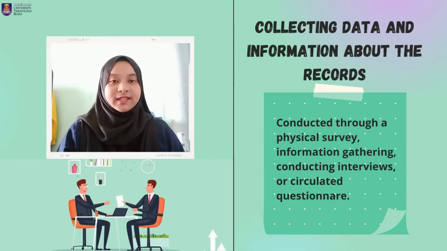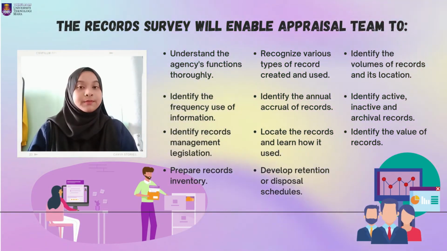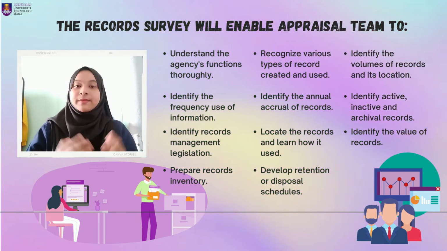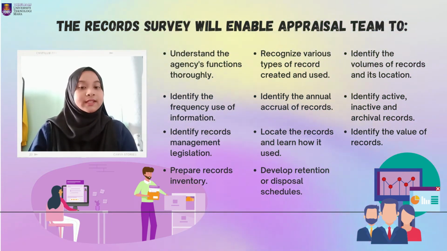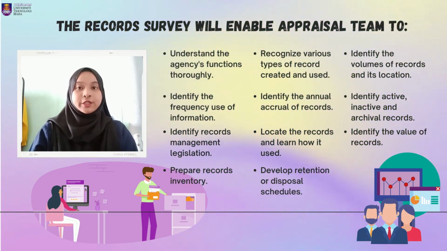The second process is collecting data and information about the records. This is conducted through a physical survey, information collection, conducting interviews, or distributing a questionnaire. The record survey will enable the appraisal team to understand the agency's functions completely, recognize the many types of records that are created and used, and identify the number of records and their location.